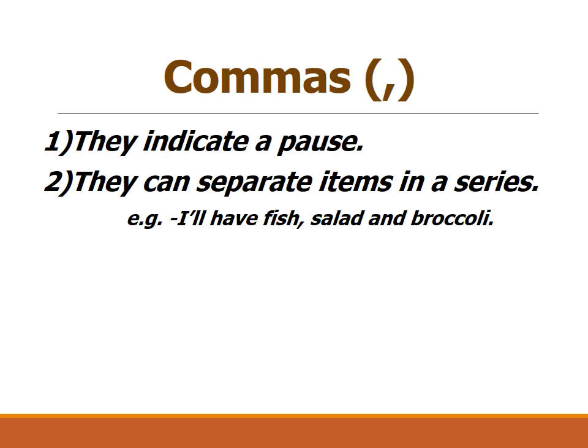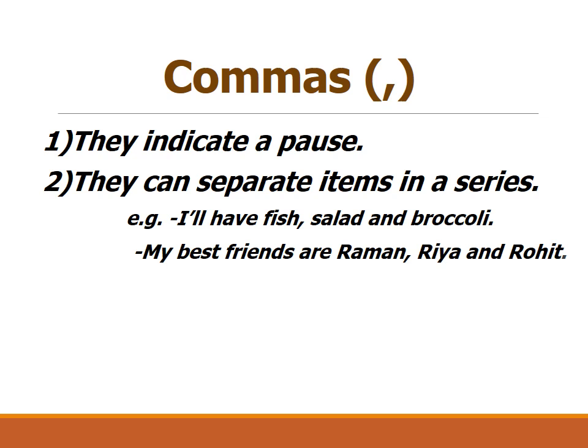So here we are separating fish and salad using a comma, as both fish and salad are edible things. We eat them. My best friends are Raman, Riya and Rohit. Again, here we are separating Raman and Riya using a comma, as they are people. And as you can see, we are using other type of punctuations as well in these sentences, which are capital letter in the beginning and a full stop in the end.